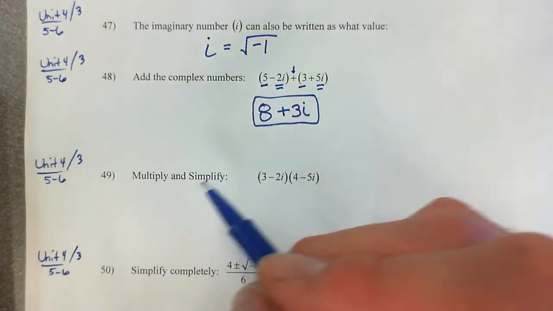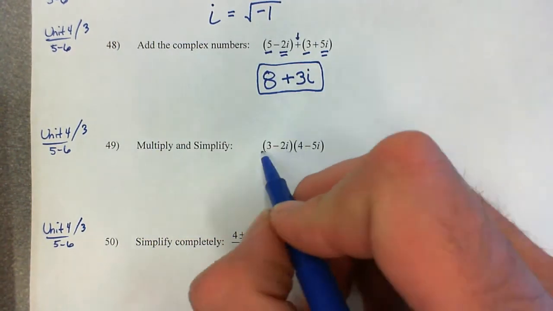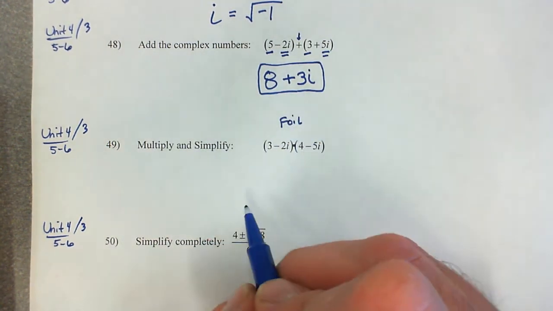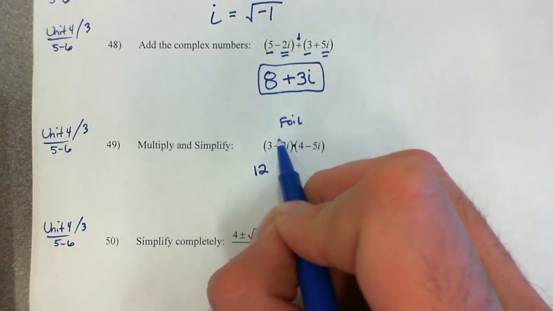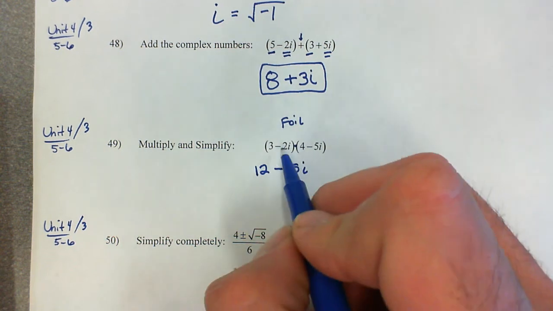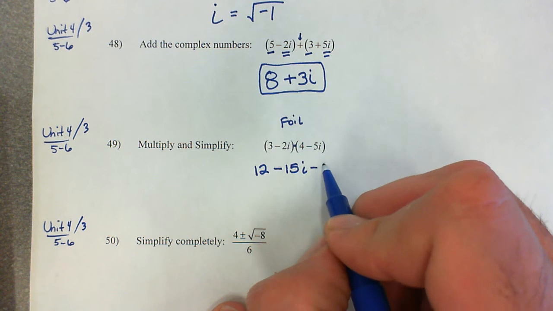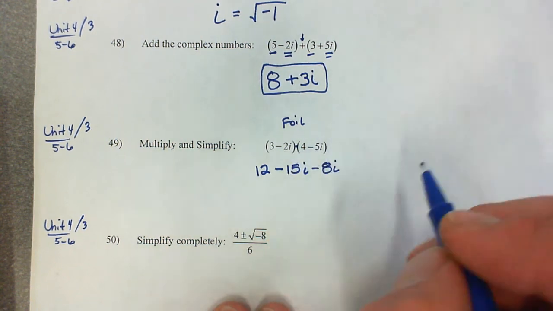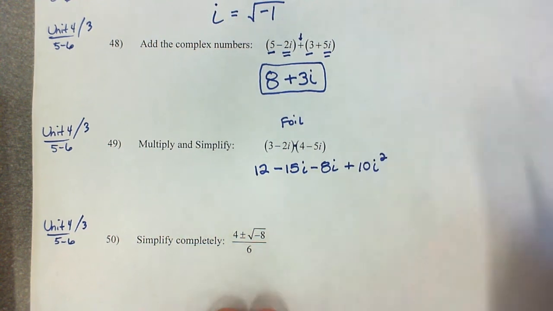On 49, we're multiplying and then simplifying. So here, because we're multiplying, we're going to need to do FOIL. Okay, first, outer, inner, last. So 3 times 4 is 12. And then the 3 gets multiplied by the -5i, which is -15i. And then the inners, -2i times 4, which is -8i. And then the last terms, -2i and -5i is positive 10i squared.